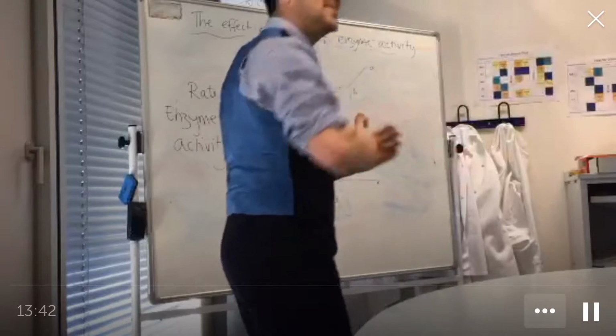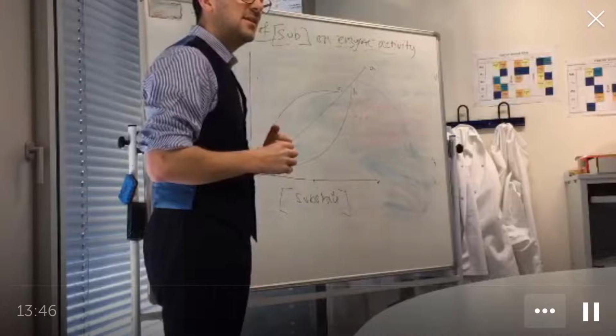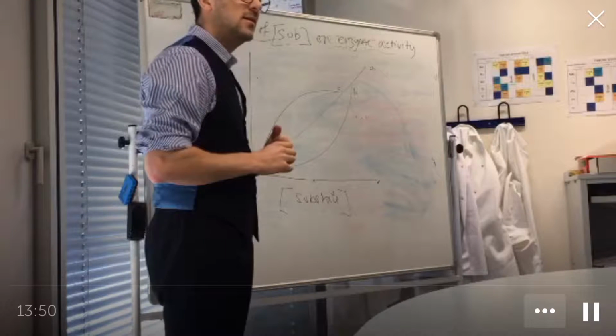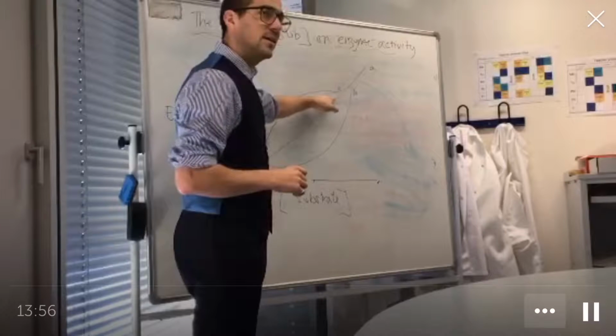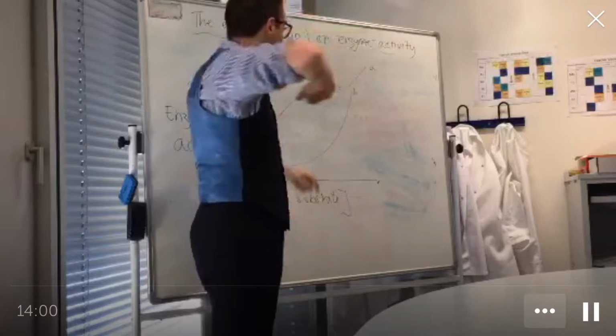C. Right. Why? Because when there is more substrate, it's going to speed up the reaction. So what's happening here as we add more substrate? It's going to decrease when it gets to the optimum. Okay, but it's staying flat.